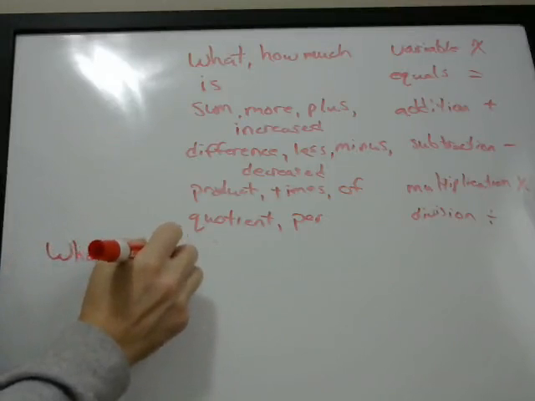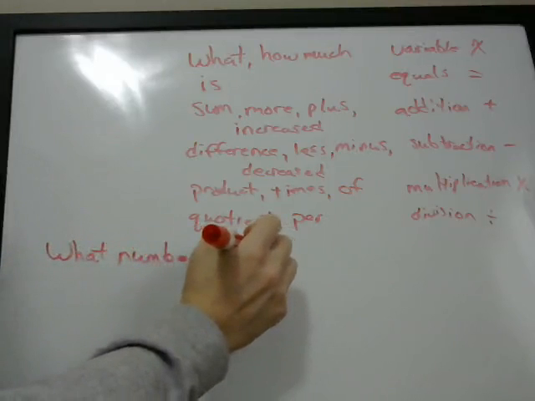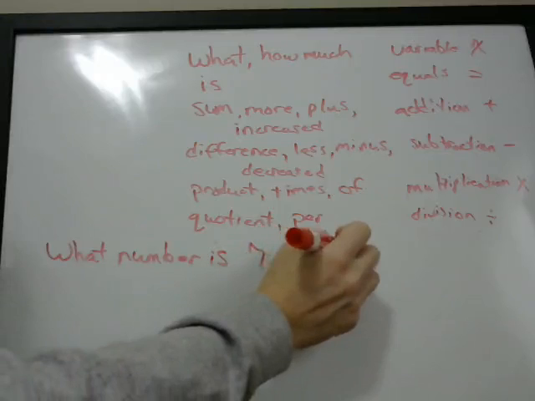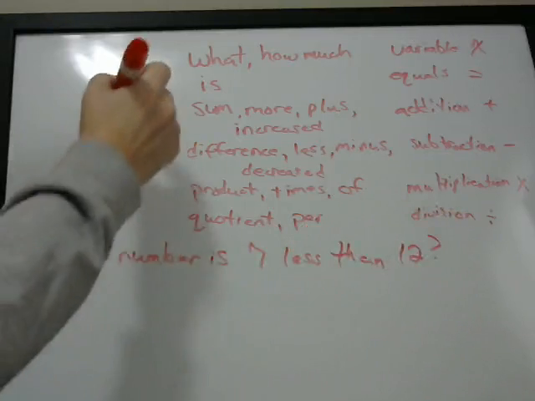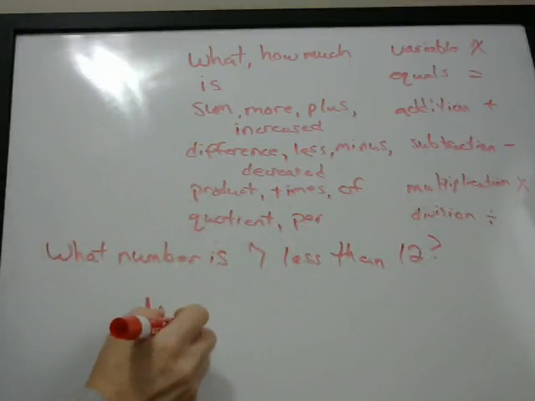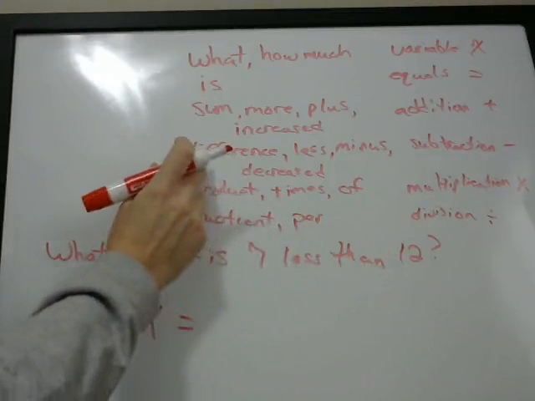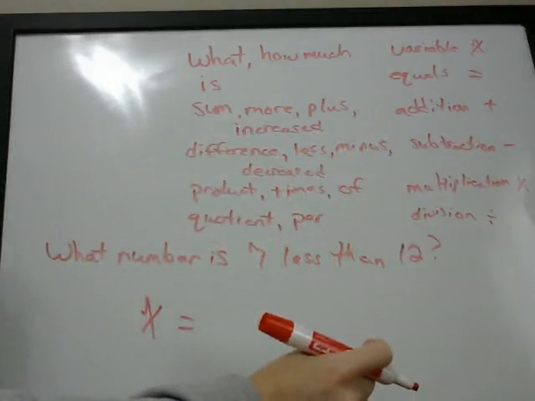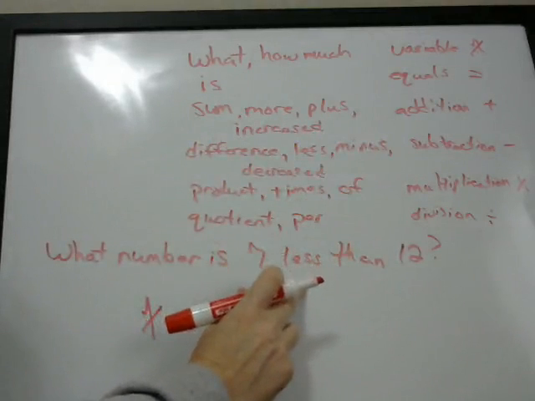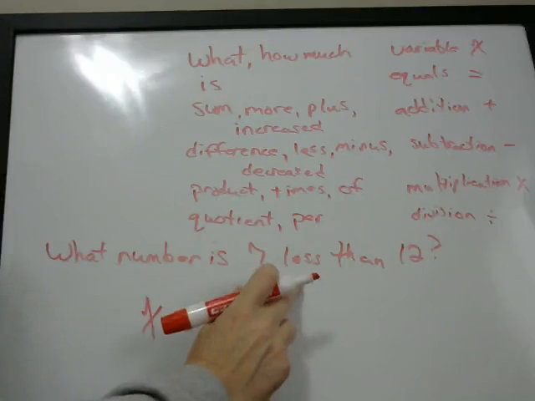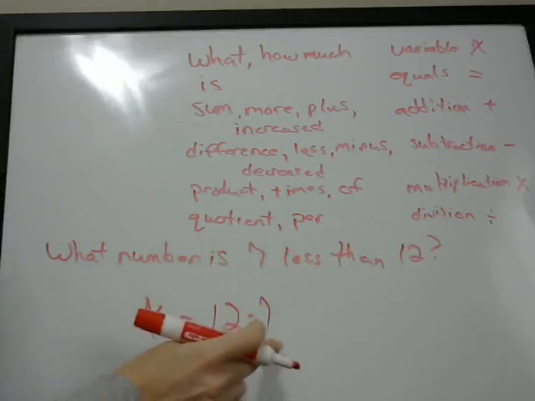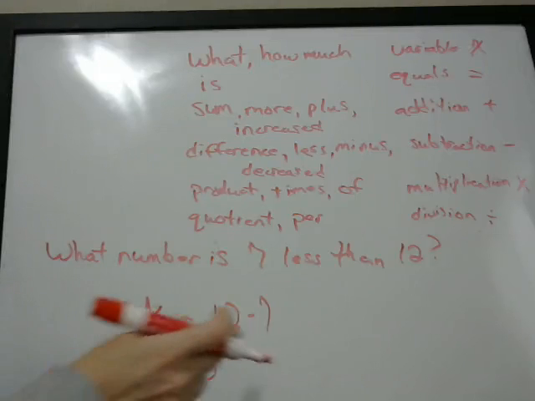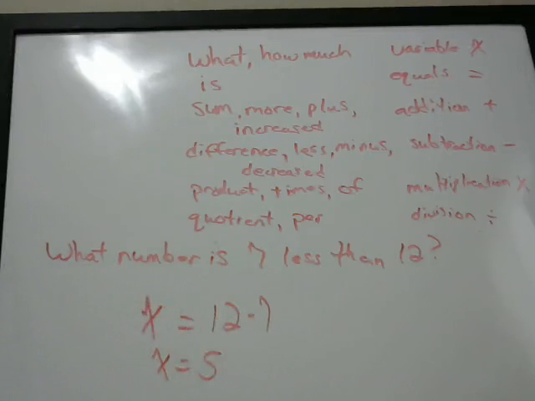What number is 7 less than 12? What is 7 less than 12? Less than means subtraction. So what's 7 less than 12? So you need to also be able to think logically. 7 less than 12 is 12 minus 7, which is 5, because this is 7 less than 12.